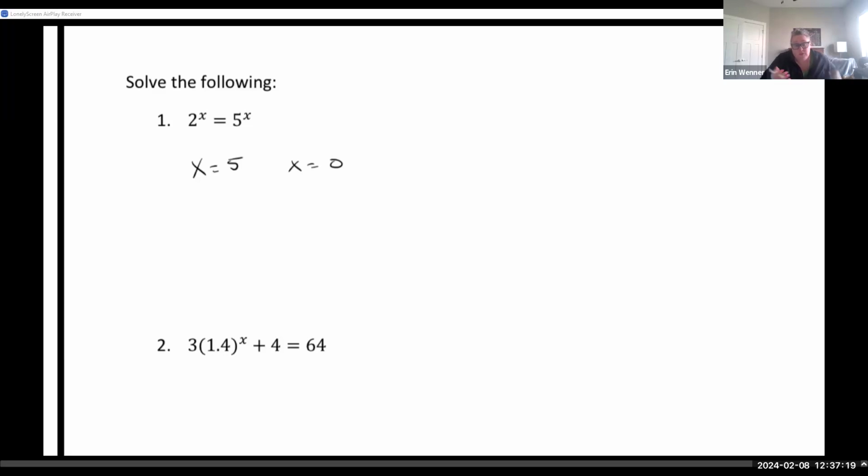One of the things I like to tell students is if you're faced with a problem and you don't know what to do, like you're looking at it and you're like, I have no idea, try some guess and check, right? Try to just put some numbers in to see how things are working. So if I put x equals 5 in, we've got 2 to the 5th, and our question is, does that equal 5 to the 5th, right?